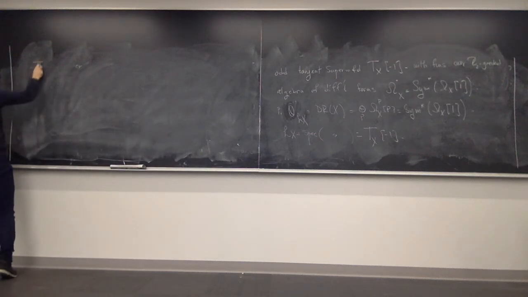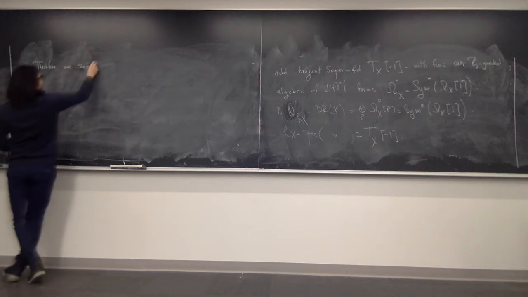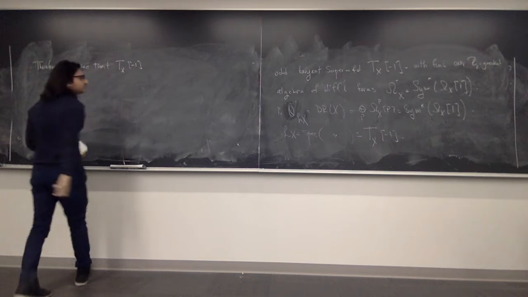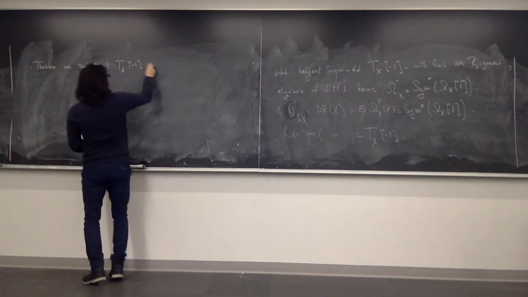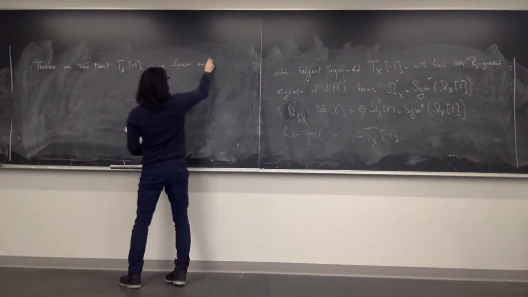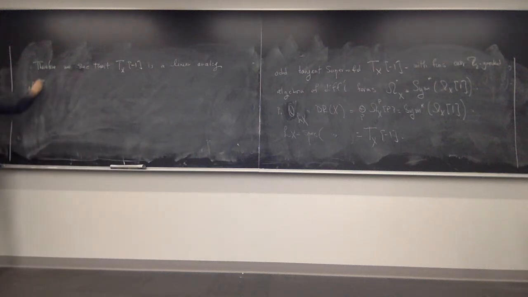Therefore, you see that Tx shifted by minus 1 is a linear analog of free loop space.